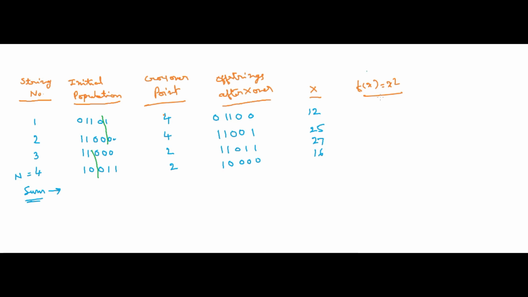So its value is 144, it is 12 square, 25 square it is 625, and 27 square it is 729, and 16 square it is 256. So the total is 1754. So previously the value is just 1170. Now its value is 1754. So we can say that it is improving now. Okay, its value is improving with these solutions.